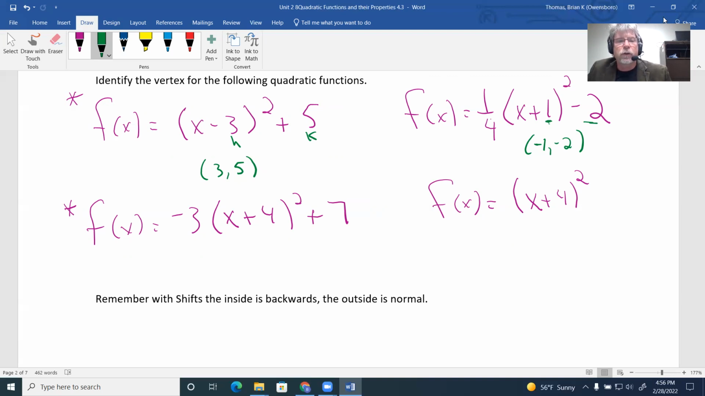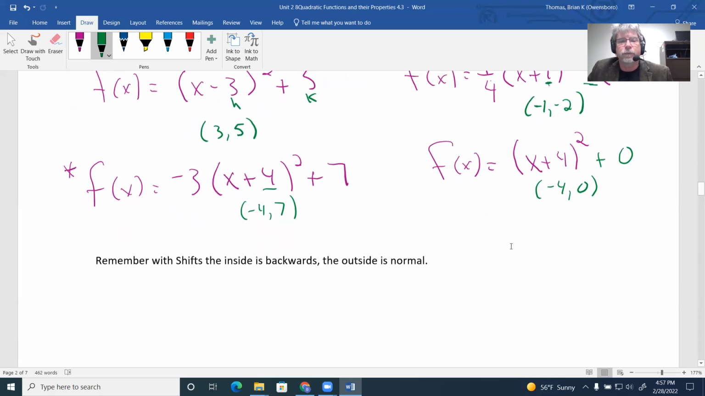So if I have this +4, notice how my vertex is actually going to be this -4, 7. That's going to be my new vertex. And here, if I have x plus 4 squared, notice how there's not a value for k out here. It's actually a 0 out here. So notice how this only slides to the left 4, but there's no movement on the y value. So the vertex is just going to be now at -4, 0. So remember, when it shifts, inside is always backwards and outside is normal. And that's how we find the vertex of a quadratic function if it's in that form.